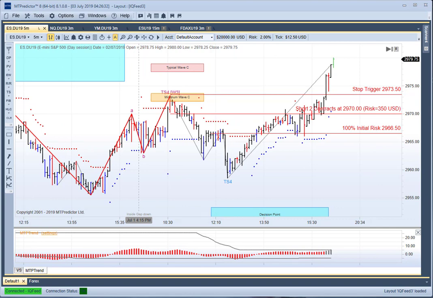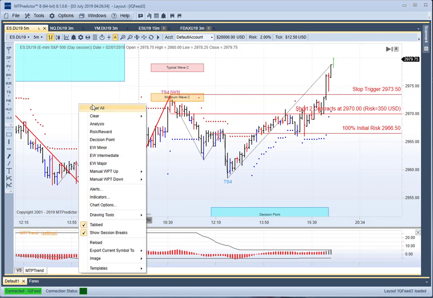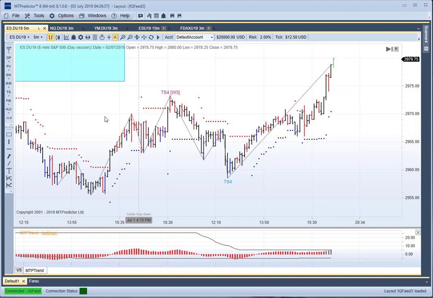Well, for you guys who've been following us for a while, if I just clear this off, you'll know that I talk about using the DP from the last swing into the high or low.